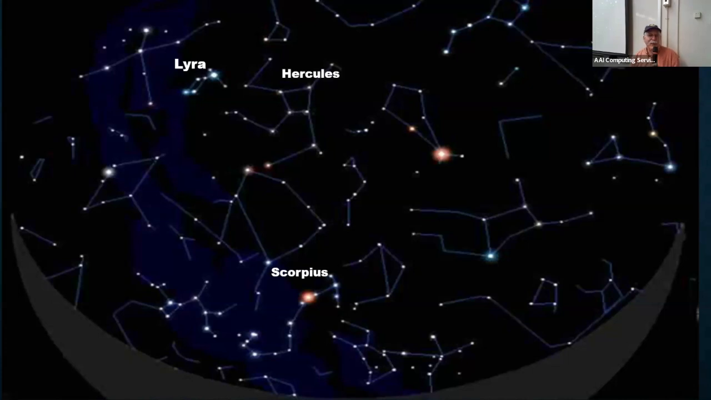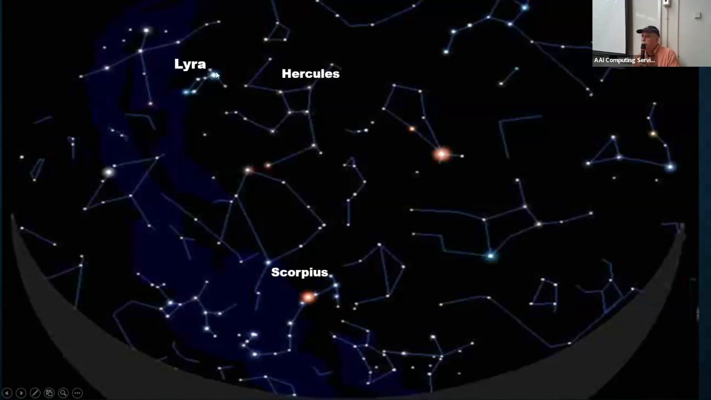This talk is focusing mainly on these three constellations, Lyra, Hercules, and Scorpius, and I threw in an extra slide about this tiny little constellation here called Corona Borealis. We'll talk about that when we get to it. This is where some of the most basic, favorite deep sky sights of the summer are found. There are some bright stars here.